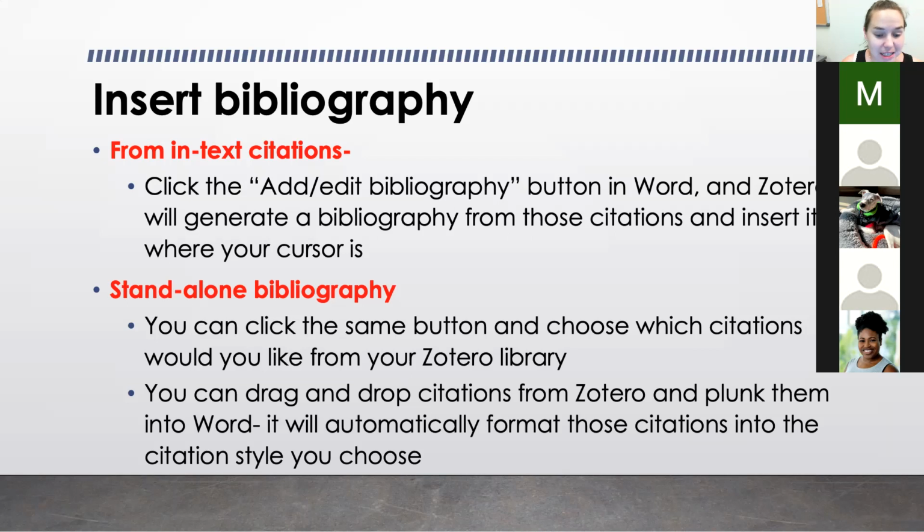If you wanted to insert a standalone bibliography, so not from in-text citations, you can click the same button, that add edit bibliography button, and choose what citations you would like to pull in from your Zotero library. You can also highlight citations from Zotero and then drag and drop them and sort of plunk them in Word, and it will automatically format the citations based on the citation style you choose. So there are a bunch of different ways to make that happen.